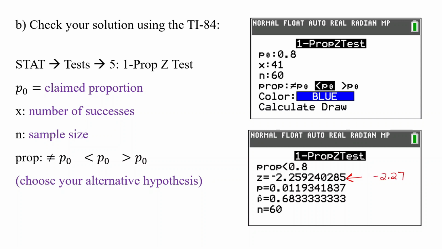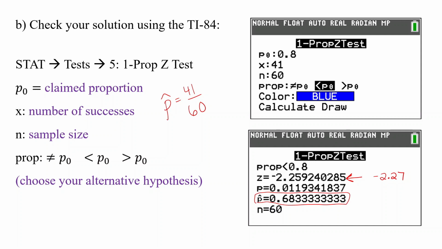Very similar. A little bit different because our p-hat value, when we took 41 divided by 60, is actually reported right here, a repeating decimal. And because of that, you are going to get a bit of a rounding error when you do it by hand versus the calculator. But that is okay. The AP examiners who grade, they do expect subtle differences like this.